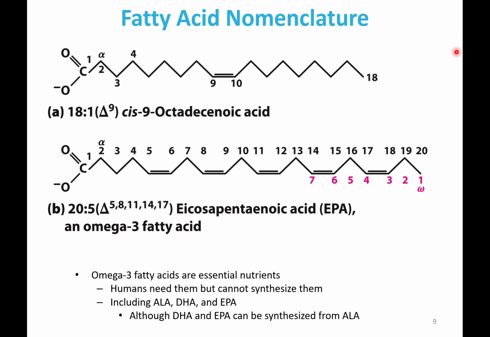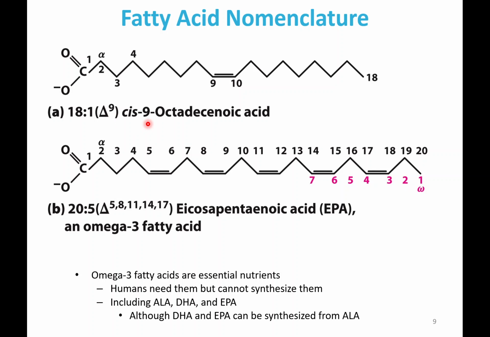That tells you the chain length is 18 carbons long. You have one double bond. And then in parentheses, we tell you where the double bond is. So parentheses delta 9 means that the double bond starts at carbon 9. Okay, so that is unambiguous, and tells you exactly what that structure is.